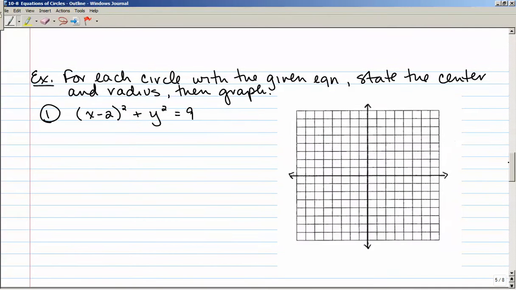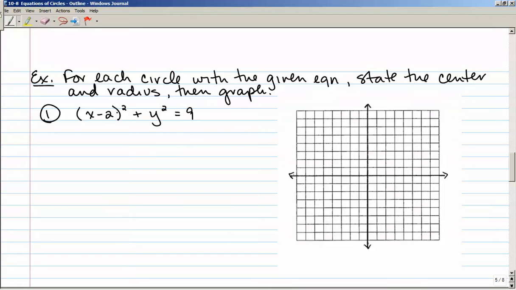Okay, here's a few more examples. For each circle with a given equation, state the center and the radius and then graph. So now we're going to be doing it backwards. Instead of being given the center and the radius and then writing the equation, we're given the equation and then we have to graph.